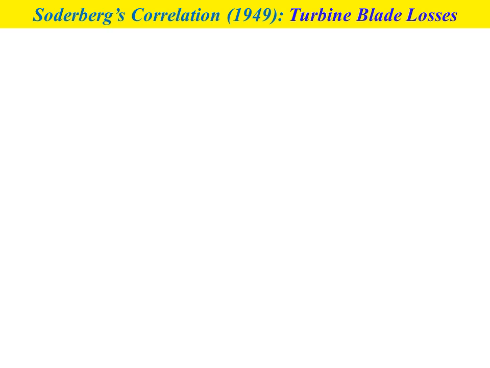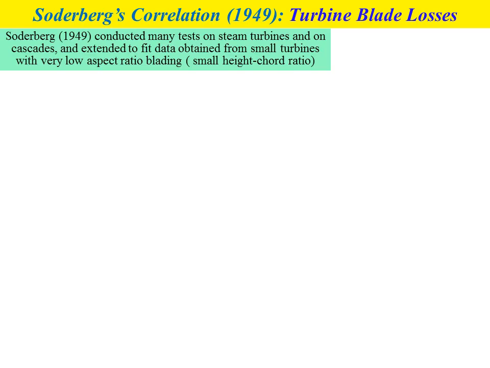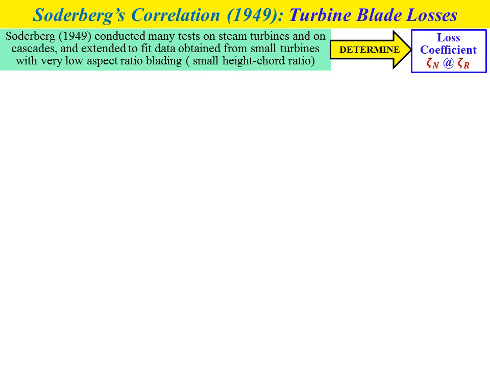Okay, in this slide we will discuss the Soderberg's correlation 1949, where from the correlation we can obtain the turbine blade losses value. Soderberg 1949 conducted many tests on steam turbines and on cascade investigation, and extended to fit data obtained from small turbines with very low aspect ratio blading, which refers to the small height chord ratio. And the correlation can be used to determine the loss coefficient in the nozzle and also in the rotor for the axial flow turbine.